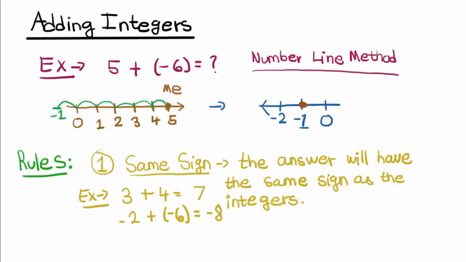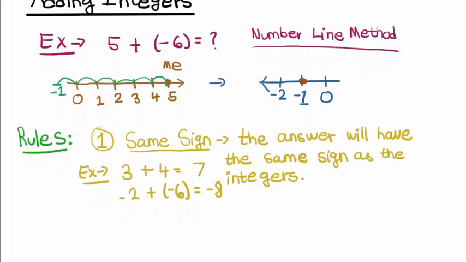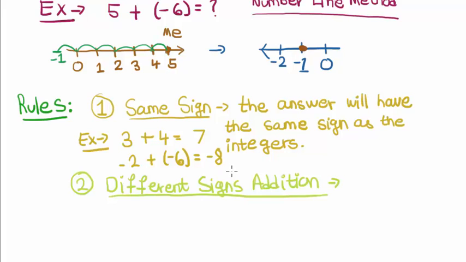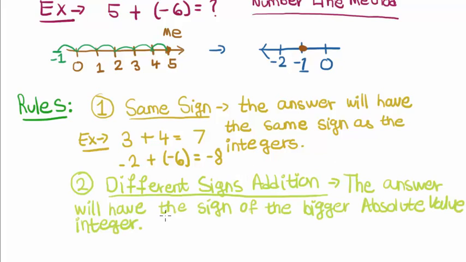Now let's go over the second rule, and this rule deals with adding of integers with different signs. What this rule tells me is that when I add 2 integers with different signs, the answer will have the sign of the bigger absolute value integer. An example of this can be seen if I add something like negative 7 and positive 8. In this scenario, the first thing that we need to do is figure out the absolute values of each of the numbers in the problem.